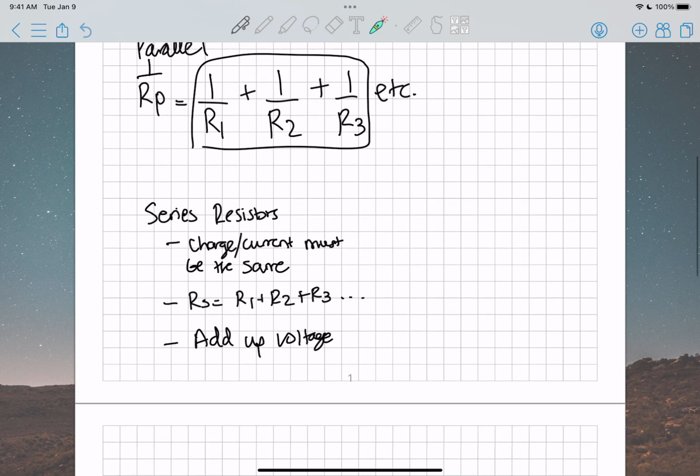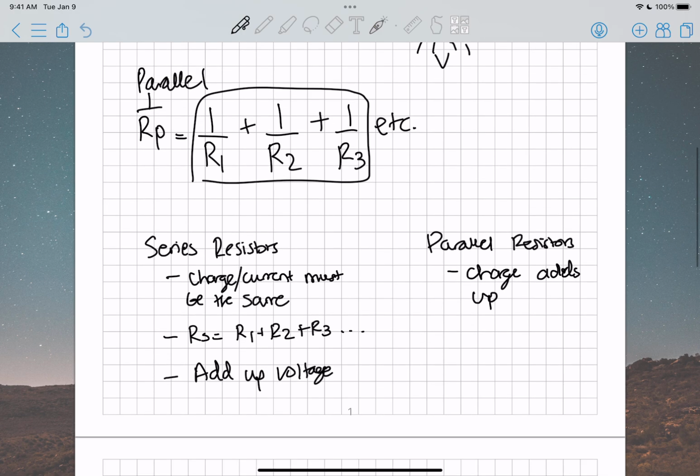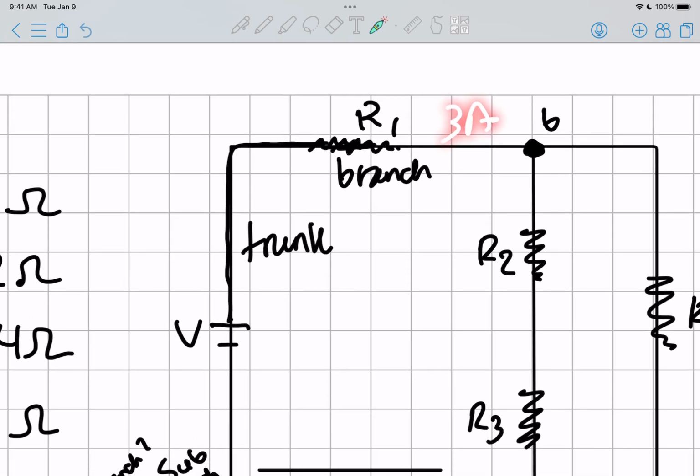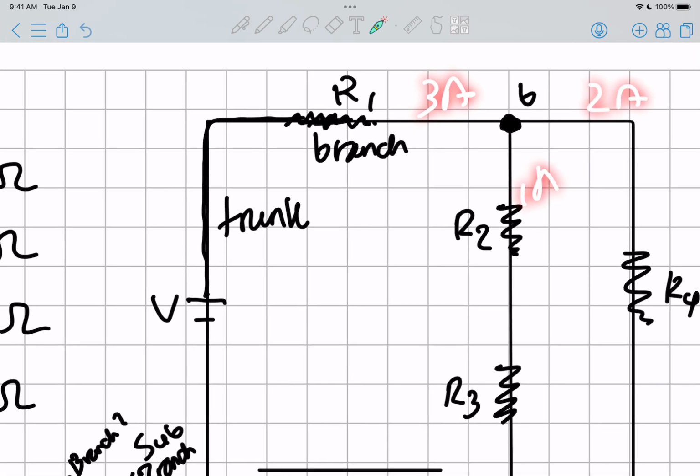So for parallel resistors then, the charge adds up between parallel resistors. Why? Because we already said that the current is splitting off, right? So like I said earlier, if we came in with 3 amps, 2 went up here, 1 went down there.